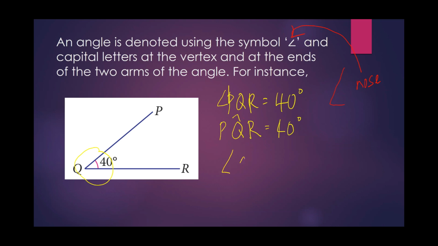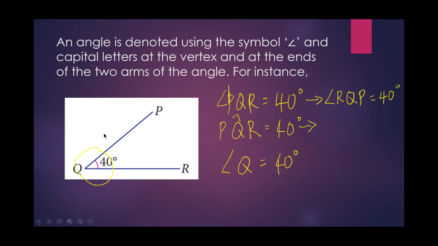Since you can go backward, like the first one that I've told you before, it is also named as angle RQP. You go backward, you see, RQP. So it is equal to 40 degrees. There are many ways of denoting the angle here. So if you can write down PQR like this, same thing, you also can write down backward, angle RQP equal to 40 degrees. So those are all the denotations for the name of the angle.